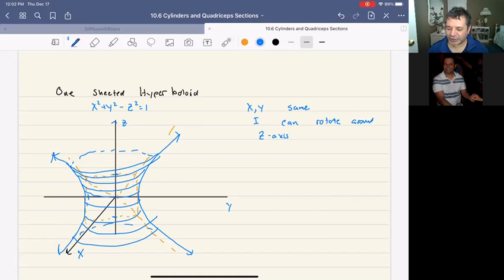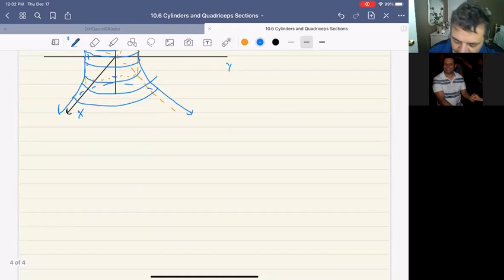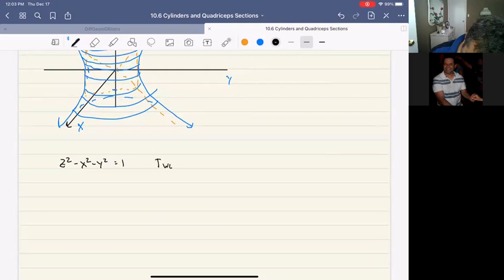Okay, let's change it around a little bit. Let's do z squared minus x squared minus y squared equals 1. This one's a little bit different. This is actually going to be a two-sheeted hyperboloid. Here's a two-sheeted hyperboloid.